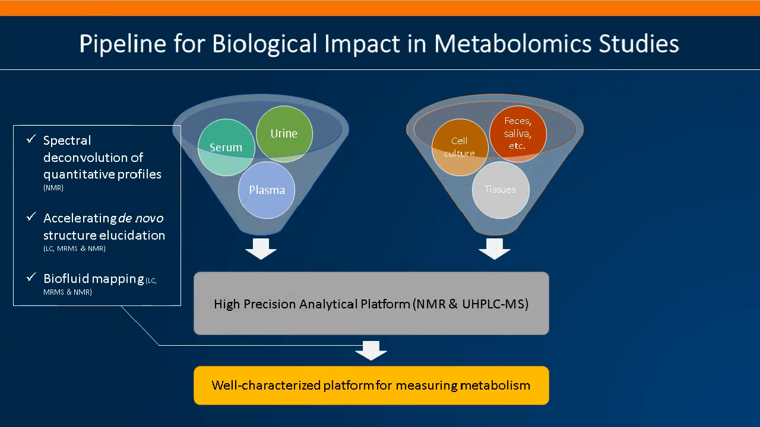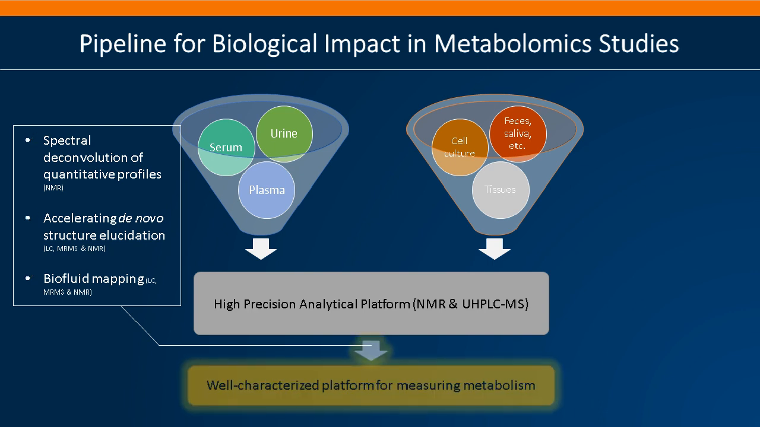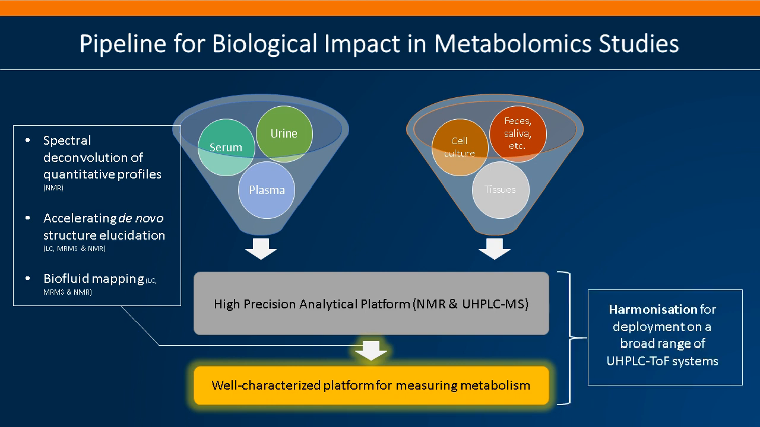Okay, so we've talked about spectral deconvolution of quantitative profiles, accelerating de novo structural elucidation by purification and implementation of MRMS and NMR, as well as an extension of that, which is biofluid mapping. So as we move towards having this platform for metabolic measurement, the next step becomes how harmonious is this? How far can we deploy these methods across different technologies?